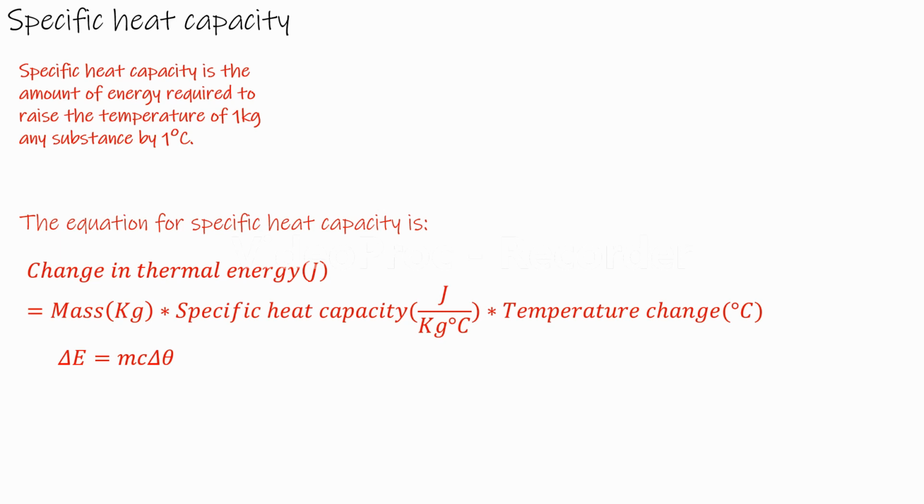And this will generally be simplified down to this, which is the same thing, but just written in a smaller version. The small triangle you see there is the Greek letter delta, and it just means change in. So therefore, we have change in energy equals mass times specific heat capacity times change in temperature.